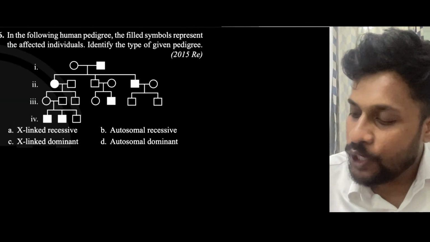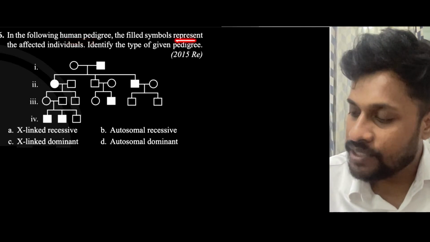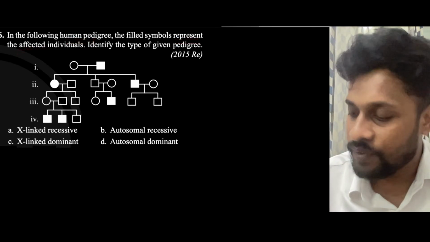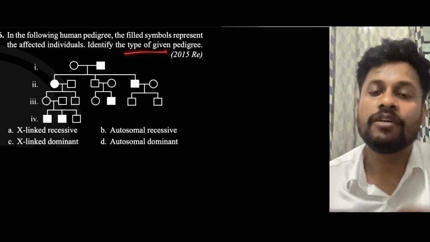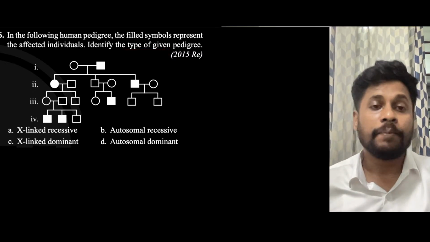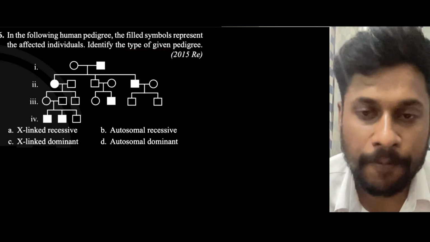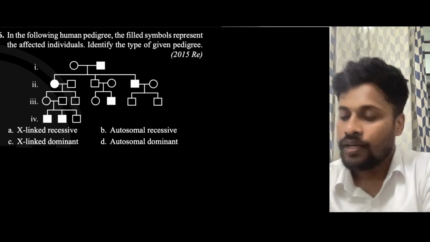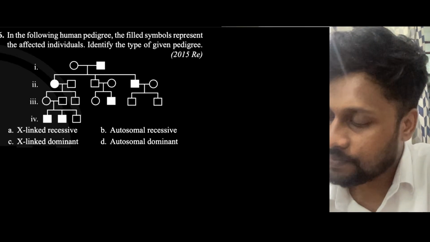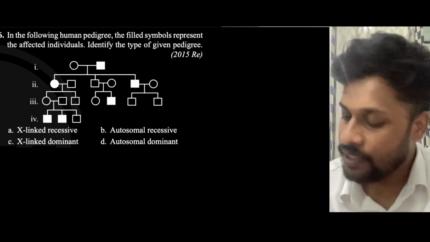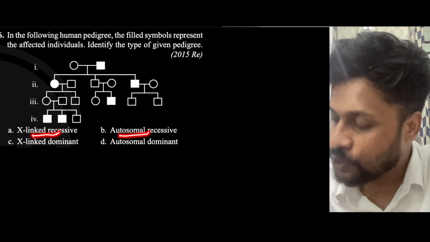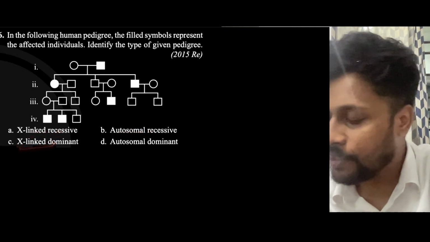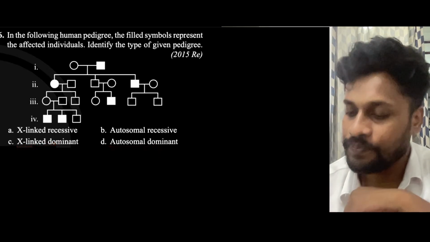In the following human pedigree, the filled symbols represent affected individuals. Identify the type of the given pedigree. Guys, very important pedigree-based question. What will be the answer? Here you can see X-linked recessive, autosomal recessive, X-linked dominant and autosomal dominant.